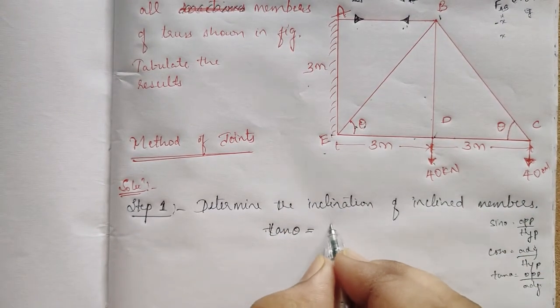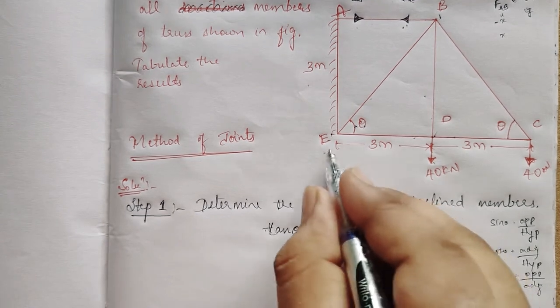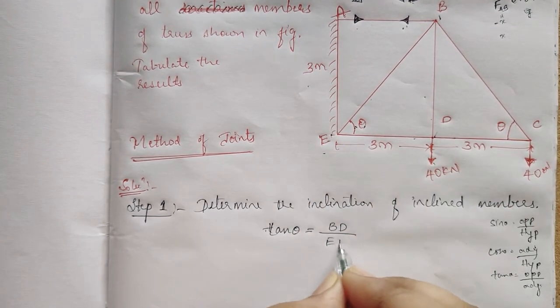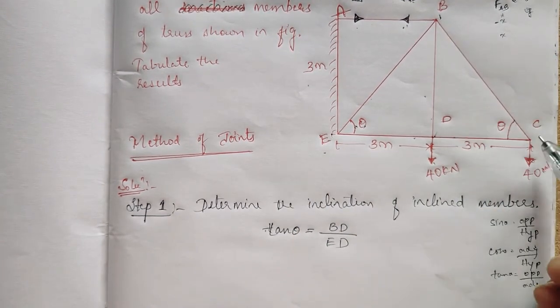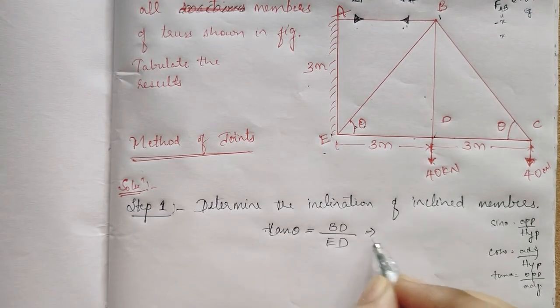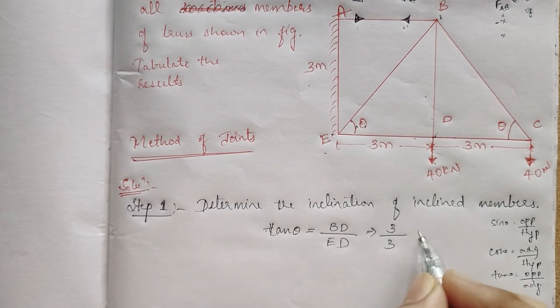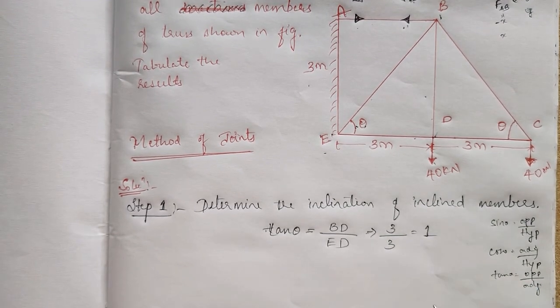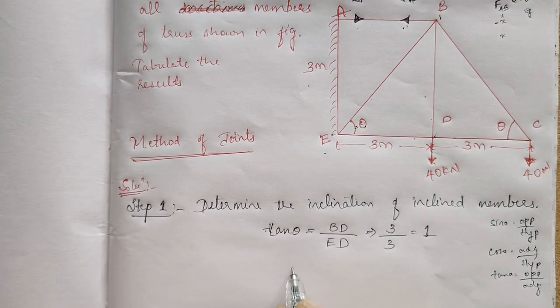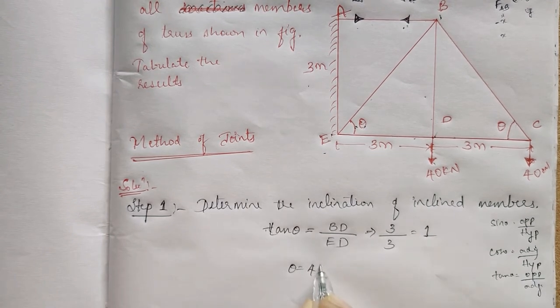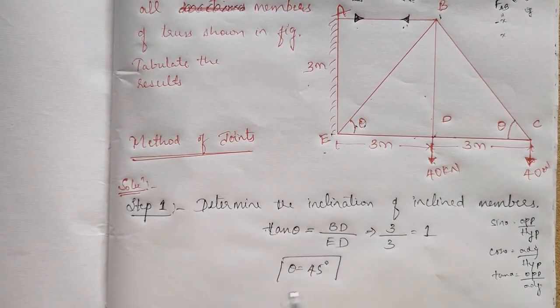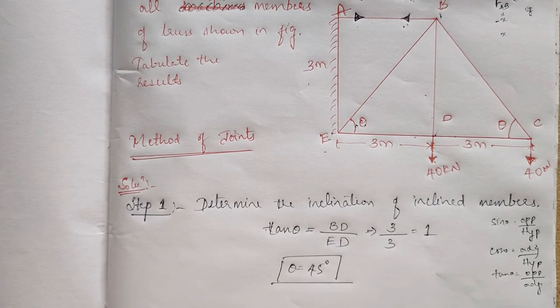So tan theta is equal to BD divided by ED or BD divided by CD. Now BD is how much? 3 meter, and this is 3. So tan theta is equal to 1. Whenever tan theta is equal to 1, theta is equal to what? 45 degree. So this is our first step.